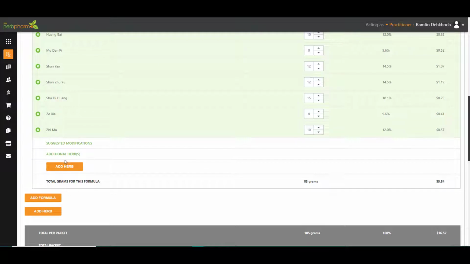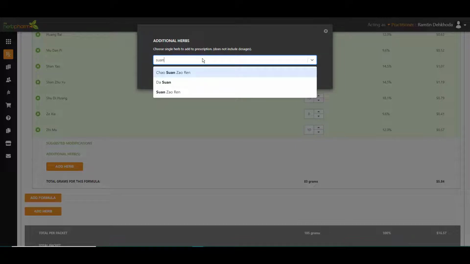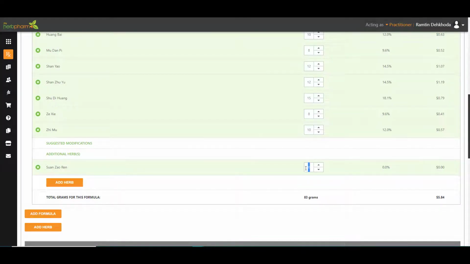And I'm going to add some herbs here. I'm going to add Suan Zao Ren to promote sleep. Although this is more of a blood deficiency herb, it's such a wonderful herb to help with insomnia that I add it to almost every single insomnia formula, regardless of pattern. And I like to do it in high doses. So I'm going to make that about 15 here.